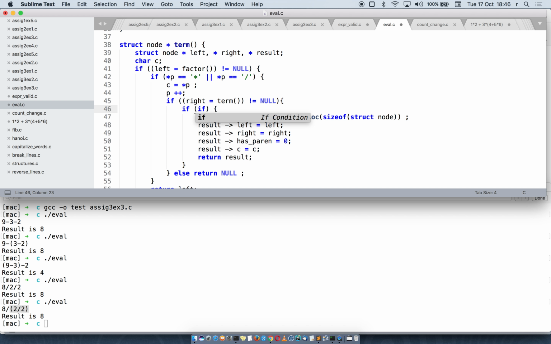So if right has paren equals, and actually we can leave it like this, right? It's a flag, so it works all right. Okay. So if we don't, what do we do?